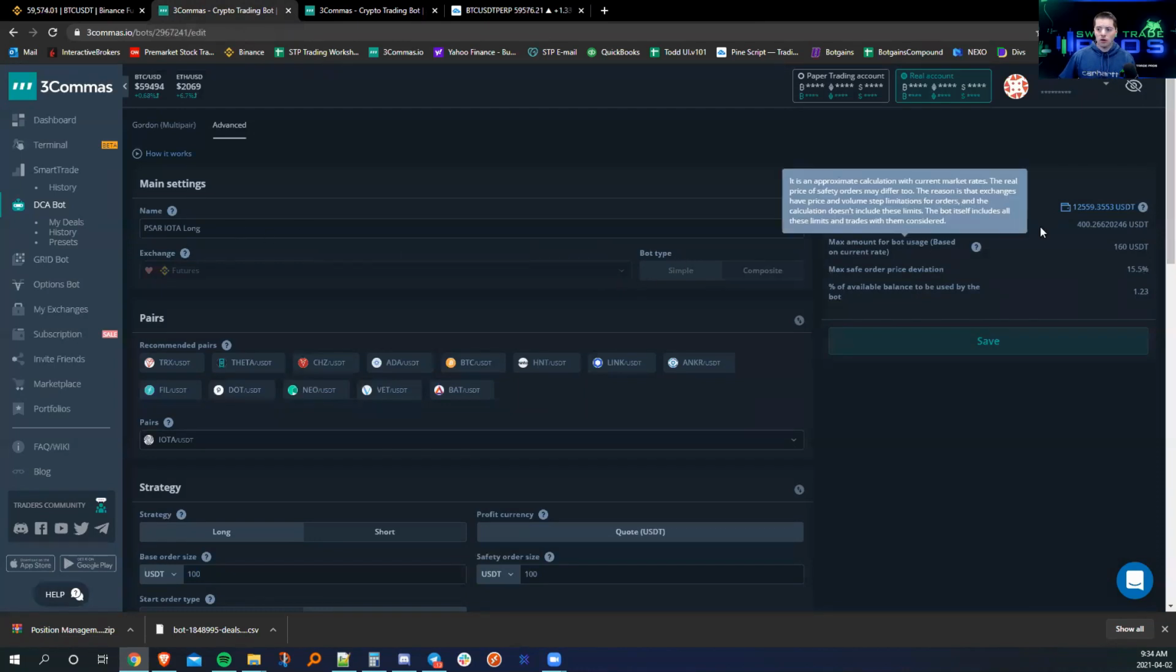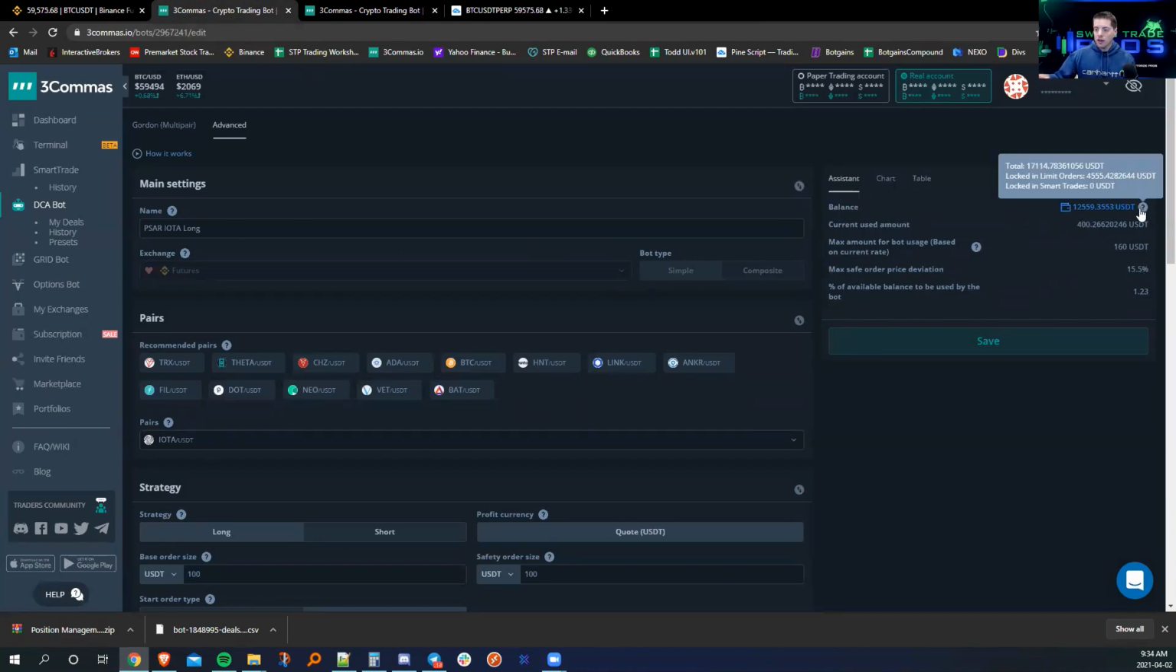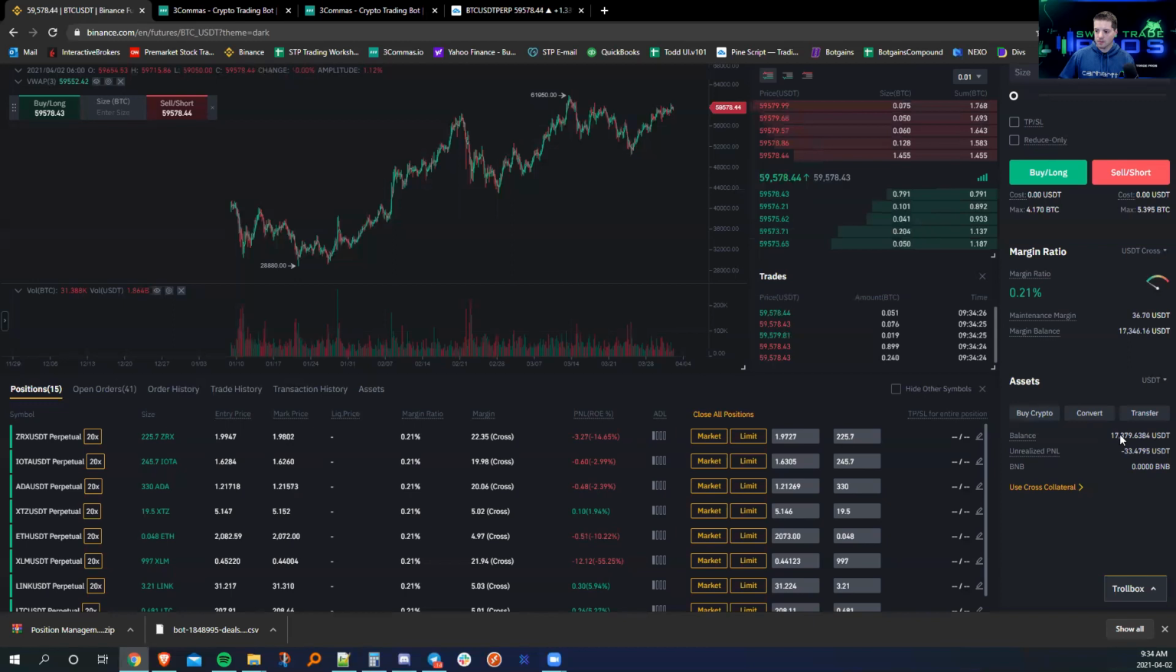So now on this, you're going to have to go over here and look and see the difference. It says 17,114 on 3C. You can click this to refresh. It's not going to be correct for some reason, because it's got funds locked in limit orders. That means that I've got some trades open, obviously, and DCA placed. What I'm going to do is use this here for 17,379.